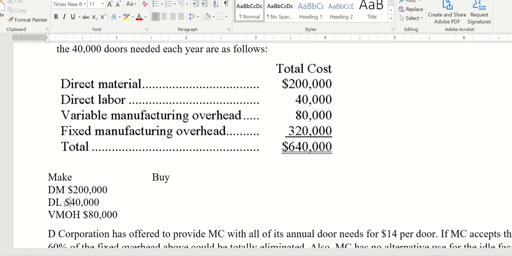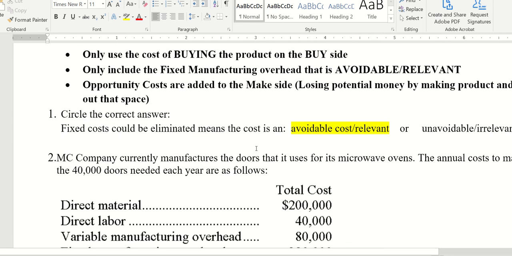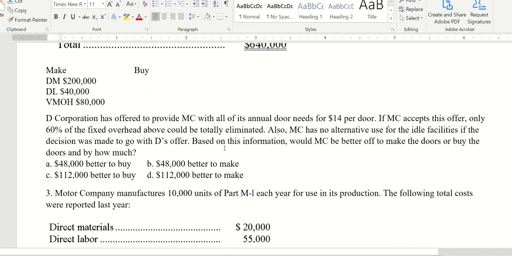Variable manufacturing overhead depends on the number of units you're producing, so that variable cost is relevant. And then finally, only the fixed manufacturing overhead has a relevant portion. So I'm not going to use the full 320. I'm only going to use the relevant portion, which could be eliminated. So what could be eliminated?